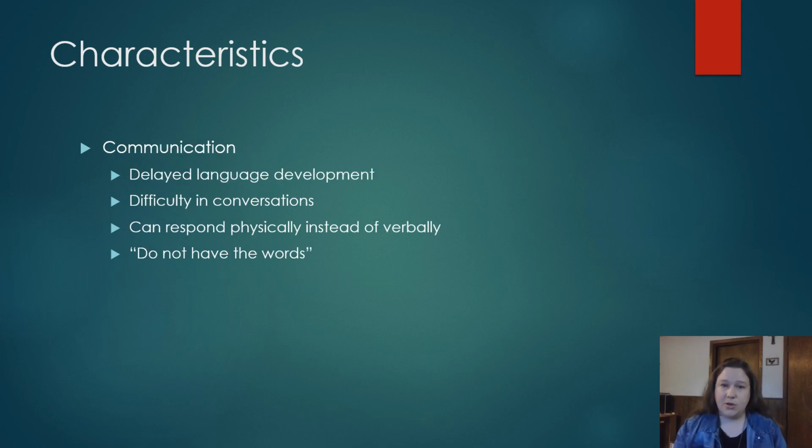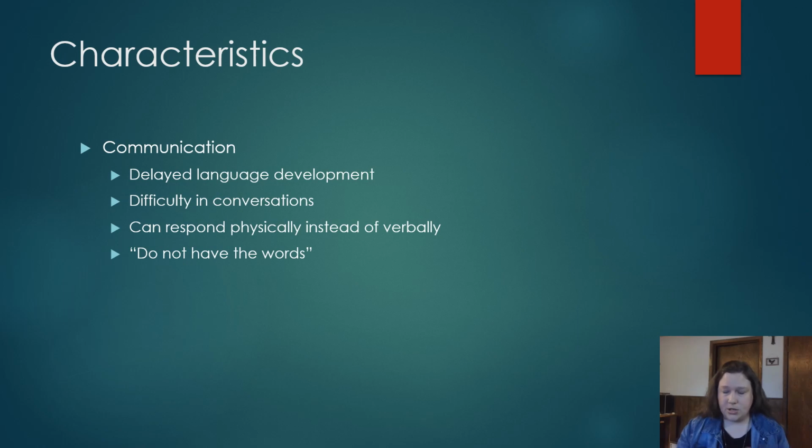Next leads into communication. If it's difficult to have a conversation with a student who is autistic, what problems do they have with that communication? So a lot of children who have autism have that delayed language development. They didn't start speaking at 2 and 3 years old. It came much later to them. They didn't repeat words or babble or anything like that. So they acquired those language skills much later, and they may not be fully developed depending on what grade you're teaching. And of course, if you don't have all of the knowledge of the language, that's going to give difficulty in conversation. And they tend to respond physically instead of verbally.